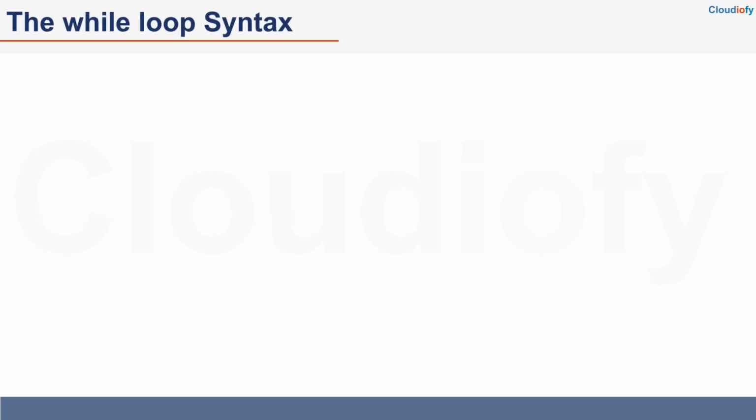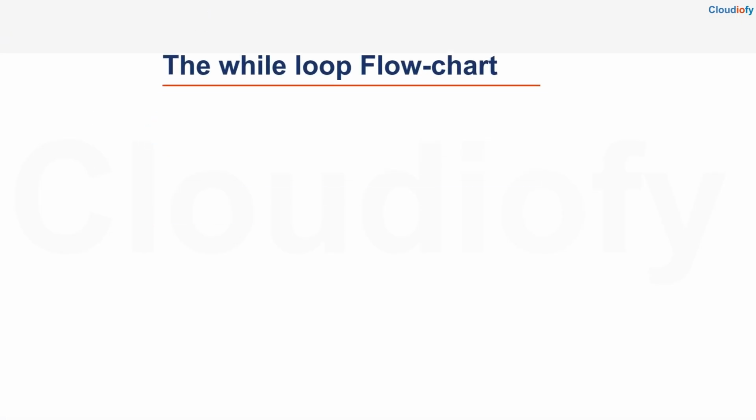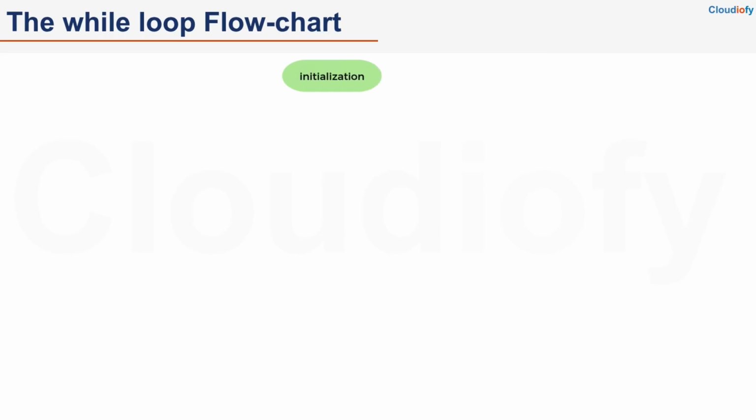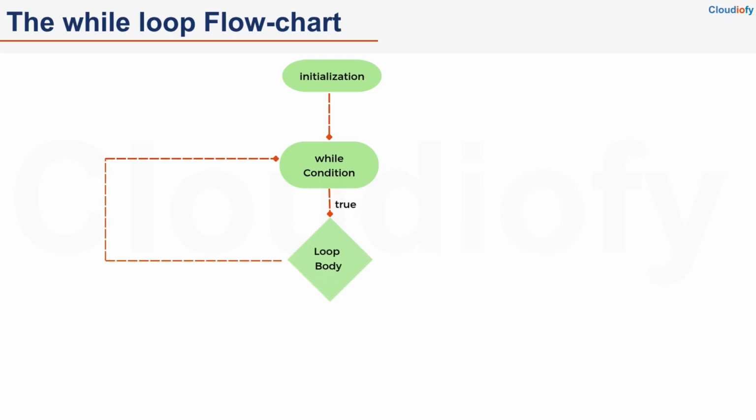The syntax includes the while keyword followed by the condition in parentheses. The loop body comes inside curly braces. Let's understand this flow using a diagram. We start with initialization. First, the condition is checked. If it is true, we enter the loop body. After executing the body, we go back and check the condition again. This continues until the condition becomes false. If the condition is false at the start, the loop body does not run at all.